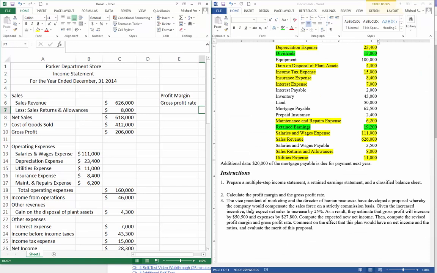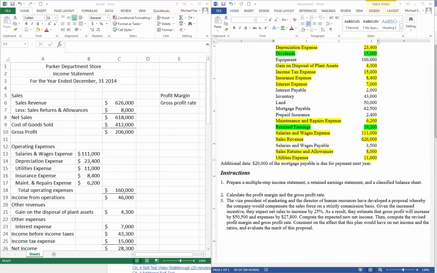The last one they want is: the Vice President of Marketing and the Director of Human Resources have developed a proposal whereby the company would compensate the sales force on a strictly commission basis. Given the increased incentive, they expect sales to increase by 25%. As a result, they estimate that gross profit will increase by $50,500 and expenses by $27,800. Compute the expected new net income, then compute the revised profit margin and gross profit rate. Comment on the effect this plan would have on the net income and the ratios and evaluate the merit of the proposal.